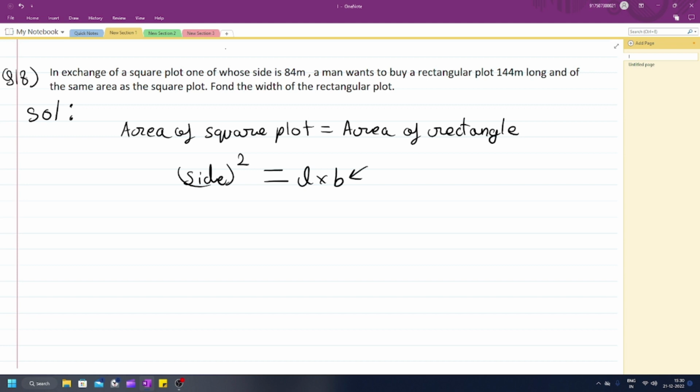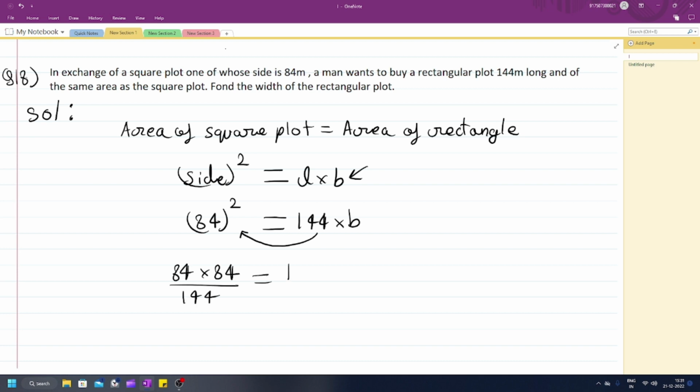So side of square is 84 meters squared, is equal to 144, which is length, multiplied with breadth. So 84 squared and 144. So we will shift 144 to this side: 84 into 84 upon 144, right?